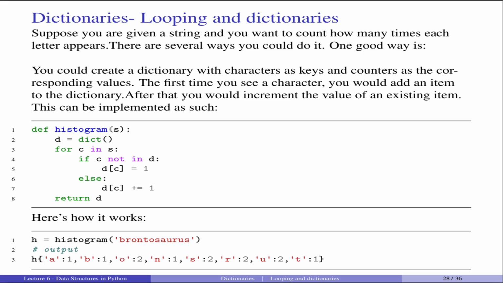সো আমি হিস্টোগ্রামের মধ্যে ইন প্যারামিটার হিসেবে পাচ্ছি আমার একটা স্ট্রিং এস কে। উই আর ডিক্লেয়ারিং অ্যান এমটি ডিকশনারি ডি। নাও we are traversing each element in the string s.